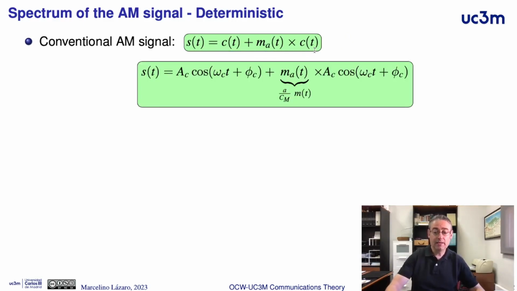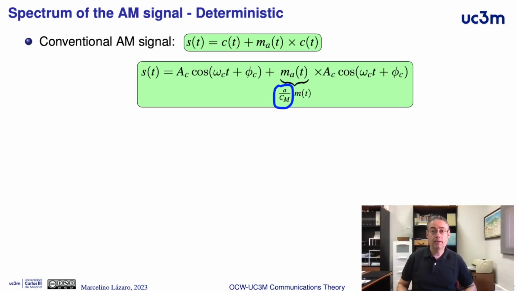This modulating signal with modulation index A, MA, is just a normalized version of the modulating signal. The normalization factor is the ratio between the modulation index A and the range of the modulating signal. Thus, we can avoid the overmodulation effect.